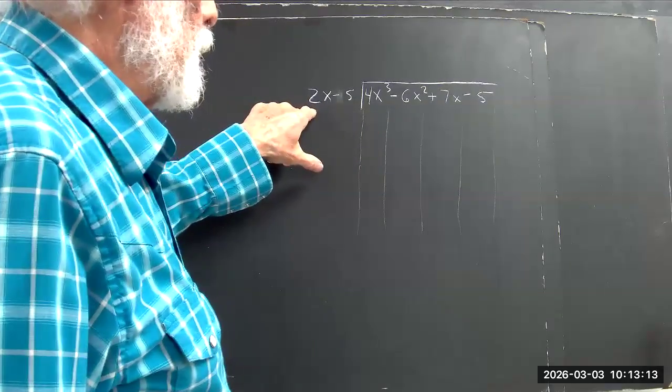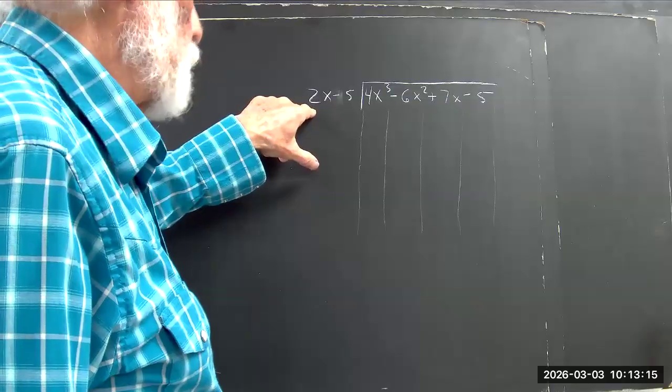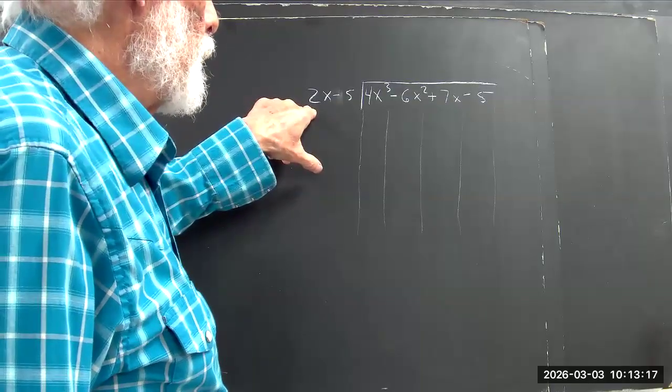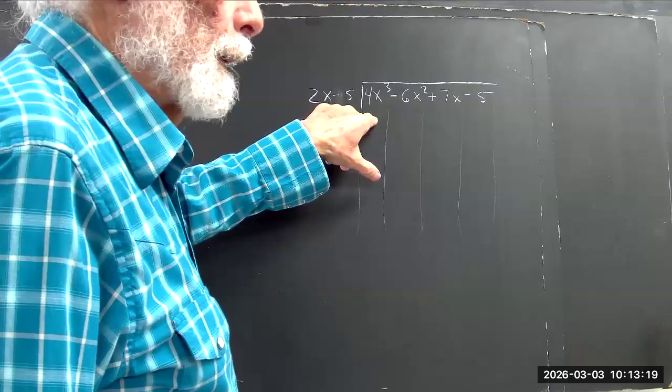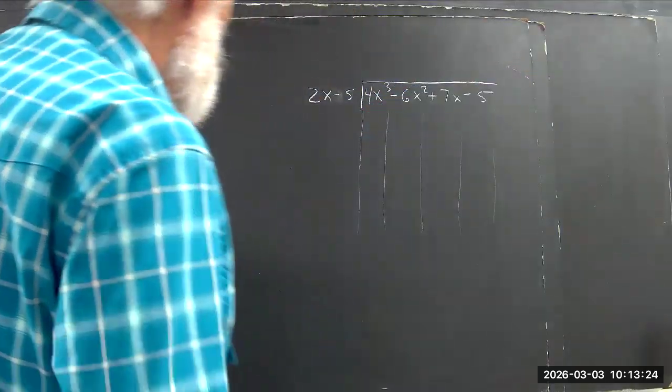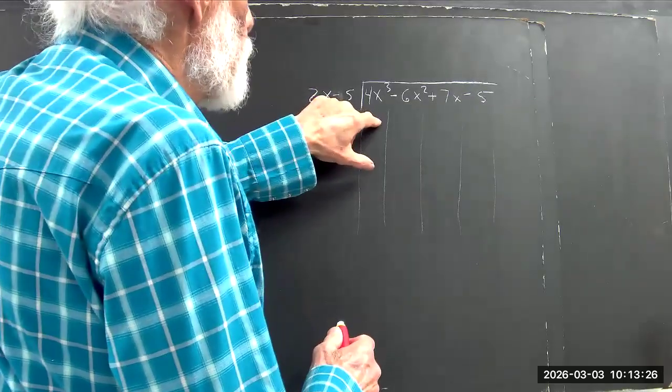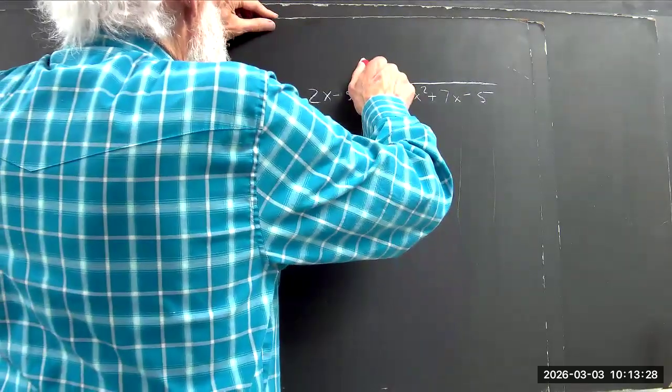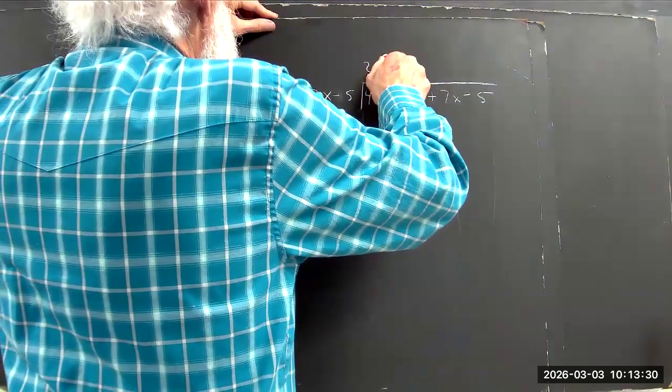Divide the leading term of the divisor, 2x minus 5 is the divisor, into the leading term of the dividend, which is 4x cubed minus 6x squared plus 7x minus 5. Well, 2x goes into 4x cubed 2x squared times.